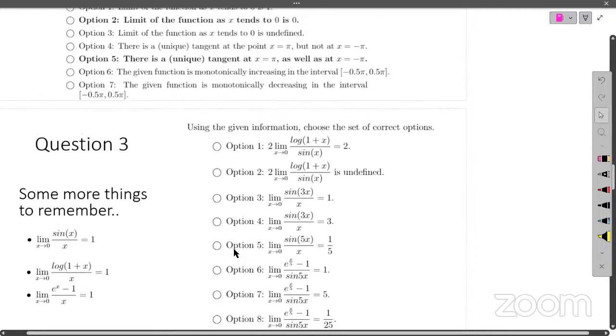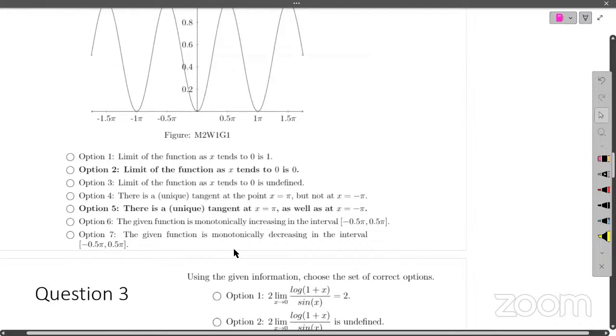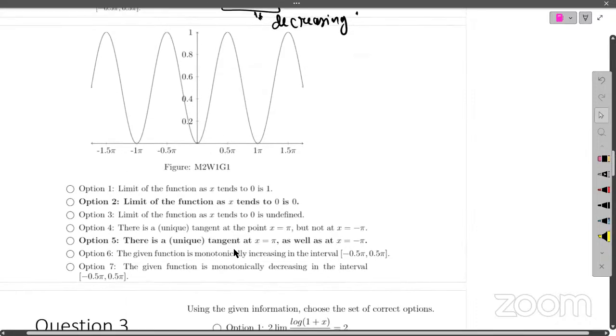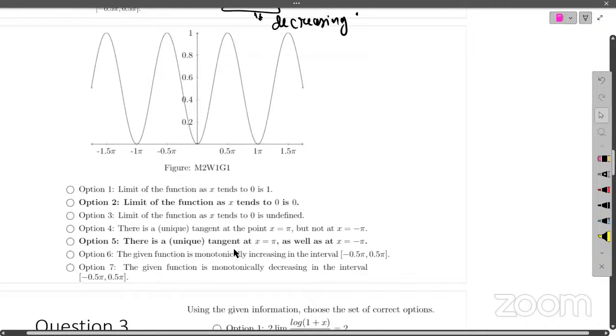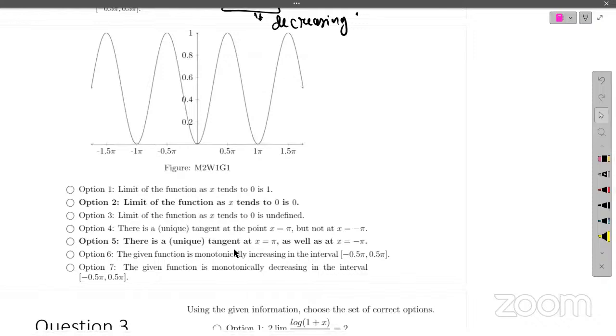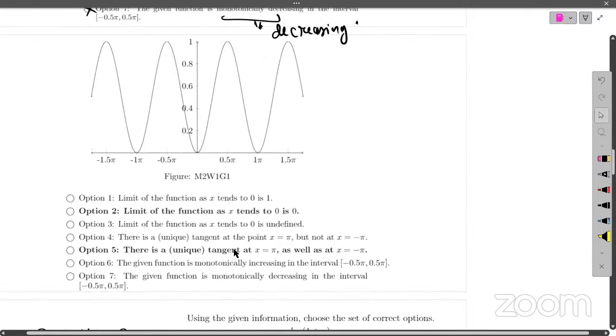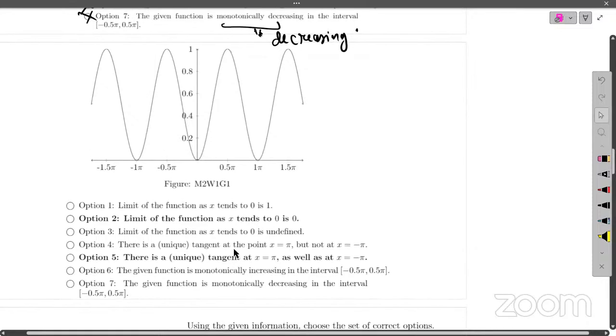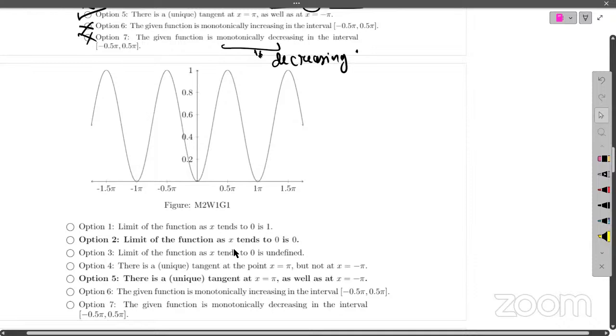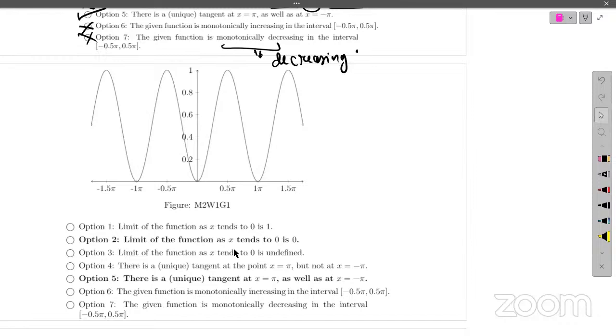Ma'am, in the above question, option 4 is correct in the practice assignment, but option 5 is given as wrong. Yes, ma'am, 5 is given wrong. Okay, I'll check and update it. Yes, ma'am, same conclusion. Okay, then I'll check and update it. Thank you.